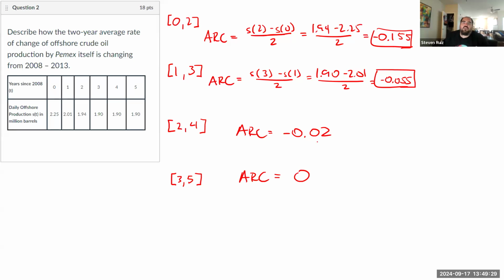All right. So these are all different 2-year average rates of change. So what's happening here? Basically, over this time period from 2008 to 2013, the average rate of oil production by Pemex is decreasing, but it's decreasing until it comes to a behavior where it's not changing at all. If you look at our table again, these last 3 years all have the same level of production, which is why we see an average rate of change of 0 across that time span.